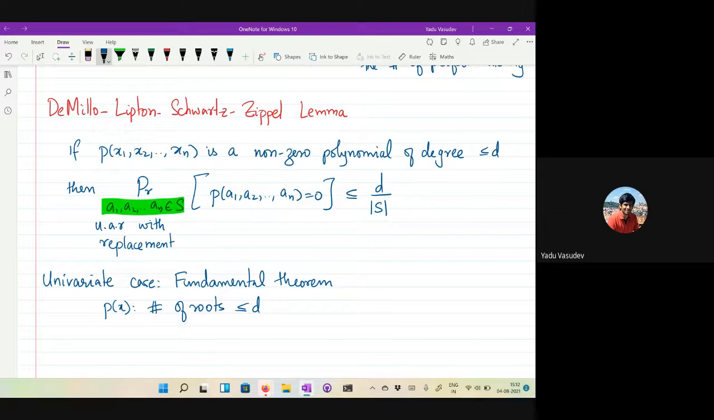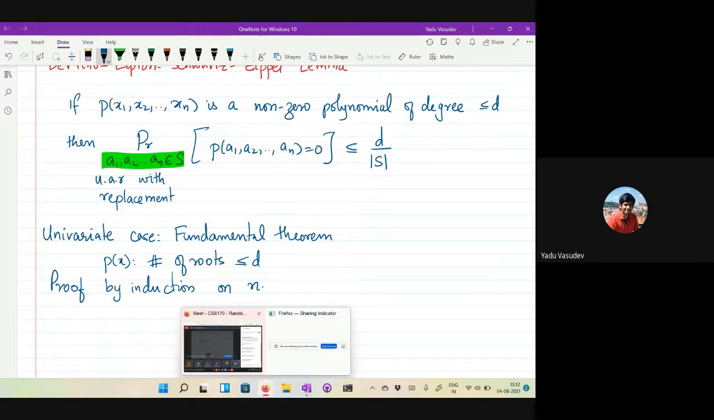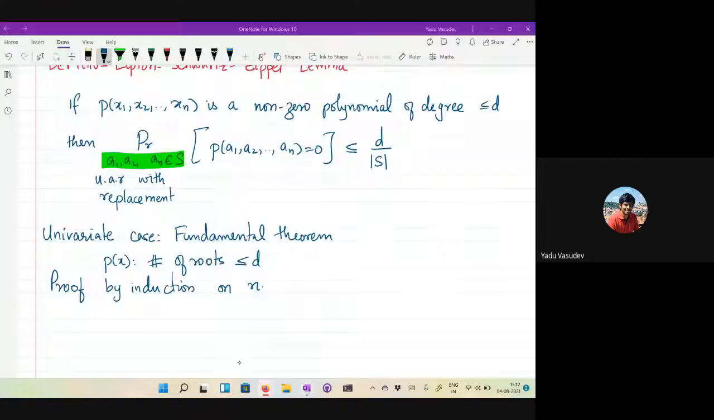And the proof is a proof by induction on n. So this is what we are going to do next. While doing this proof, we'll recall the basics of discrete probability that you've already seen before. It might be a little boring, but we'll recall it so that we are all on the same page, on equal footing.